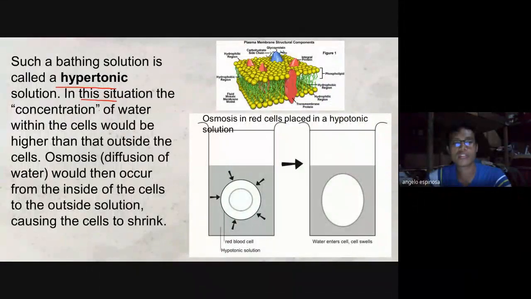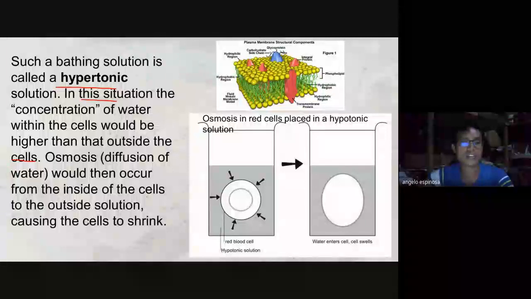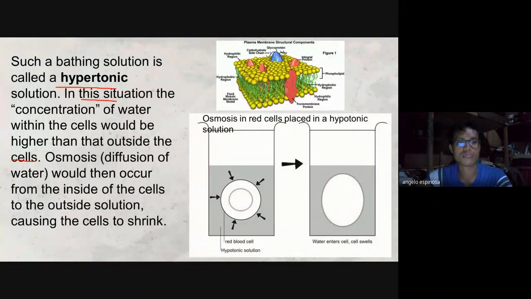In this situation, the concentration of water within the cells would be higher than that outside the cells. So it means that there is also a higher to lower concentration. Osmosis and then diffusion of water would then occur from the inside of the cells to the outside solution, causing the cells to shrink.